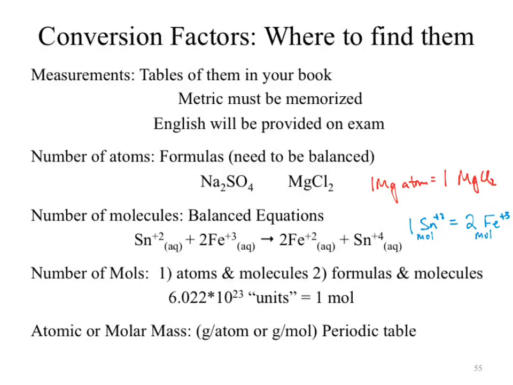The last big one, the number of moles. You can get them from our formulas and molecules, which we've already talked about. The other places are atoms and molecules. And sometimes, if we get really mean, we can go through and use units, Avogadro's number to allow us to do that conversion.